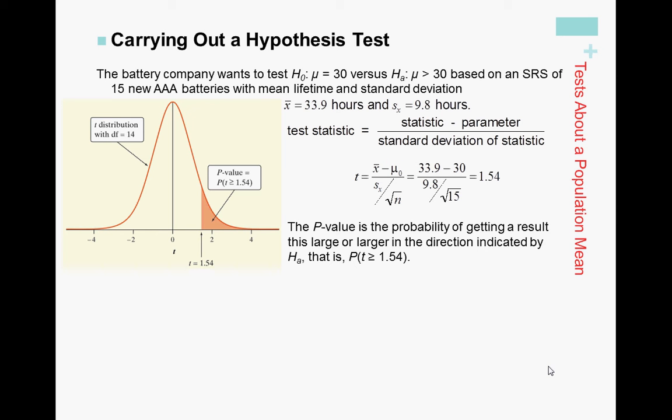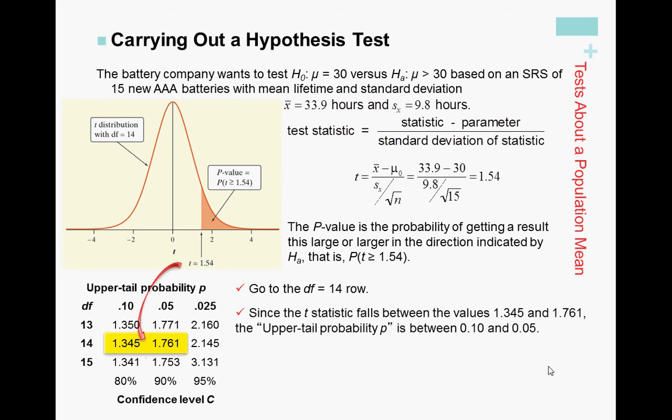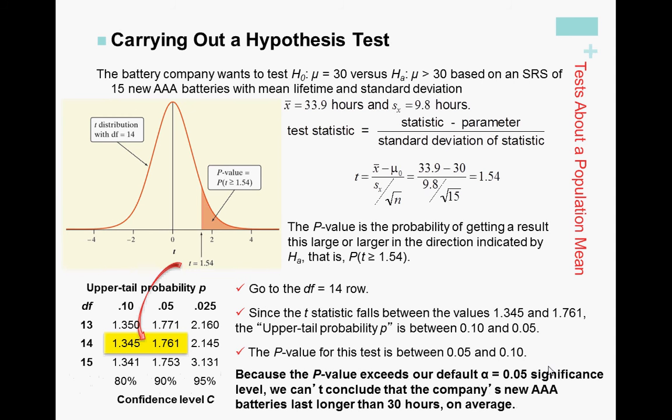You can use table B to do that. We go to the degrees of freedom 14, and we look for the value that's closest to 1.54. And we can see that falls between 1.345 and 1.761, and that tells us our value of p has to be somewhere between 0.05 and 0.10. So it's above 5%, below 10%. So that means the p-value is bigger than 0.05. It's got to be because it's between 0.05 and 0.10.